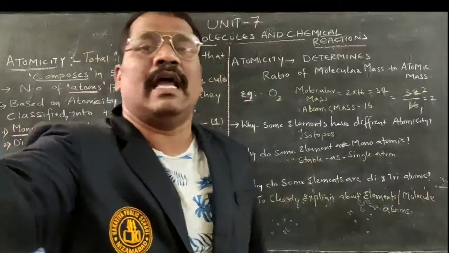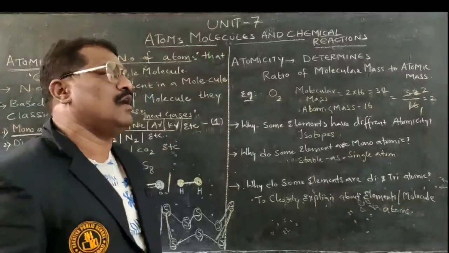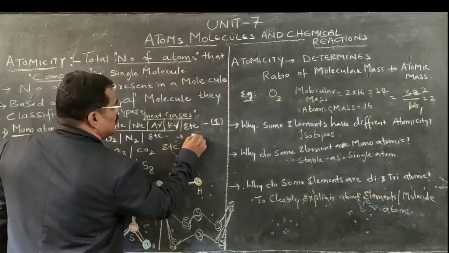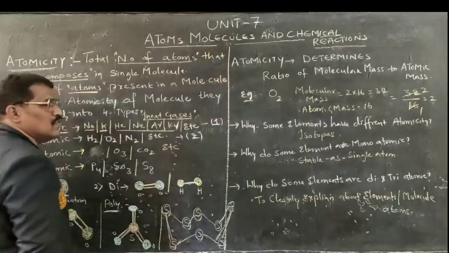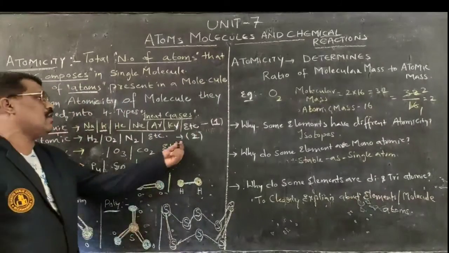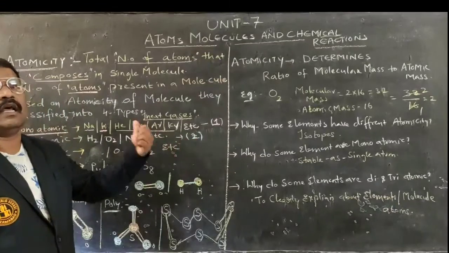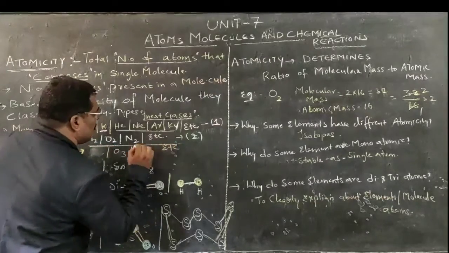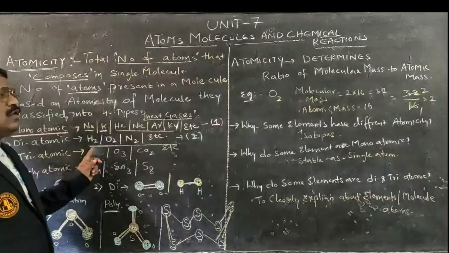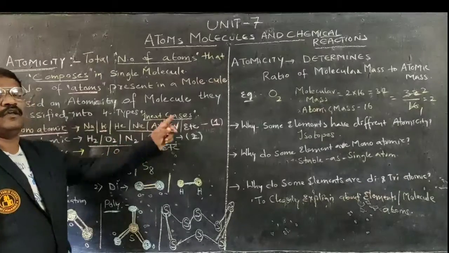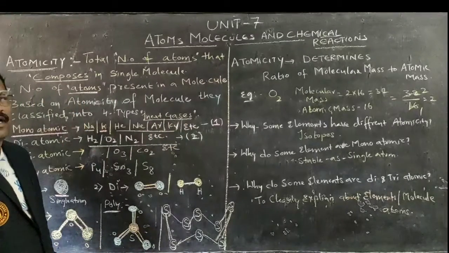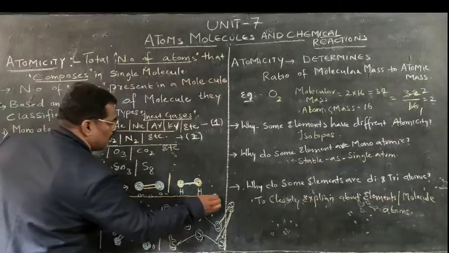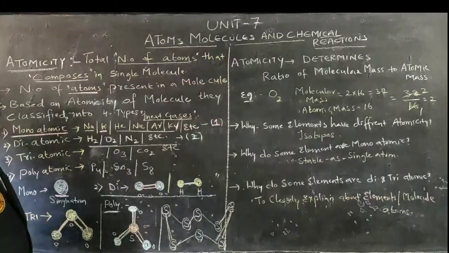Next, coming to diatomic molecules. What are called diatomic molecules? The molecules whose atomicity is 2 we call diatomic molecules. Examples are hydrogen, oxygen, nitrogen and so on. I have taken 3 examples, and from these I have given the structure of 2 of them.